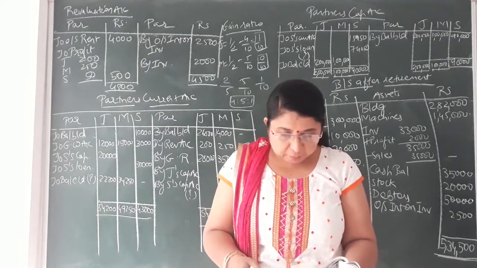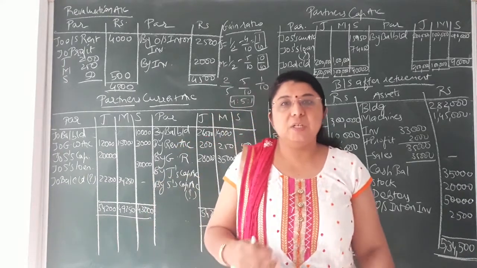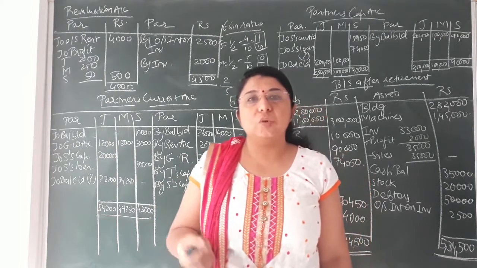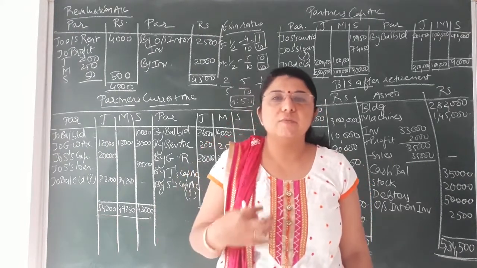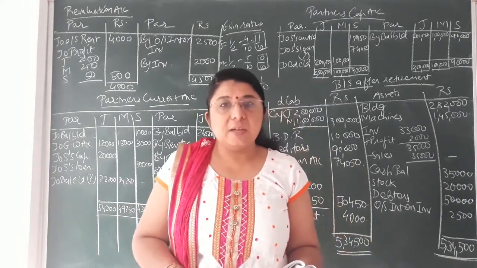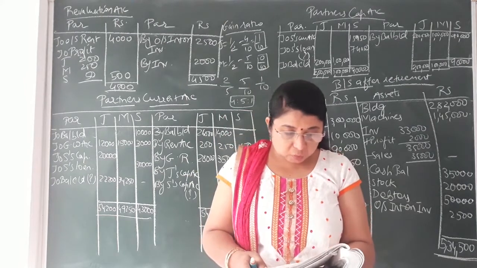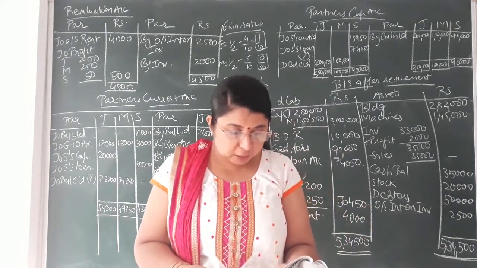Then afterwards building, machinery, investment, stock, debtors, loan to Smruti. It means loan is given to Smruti, so it is one of the assets and the firm will receive that amount from Smruti. Then afterwards current account, that is debit balance of Smruti, that is given to you 10,000. Now moving on to the adjustment. Out of the three partners, Smruti retired on 1st April.